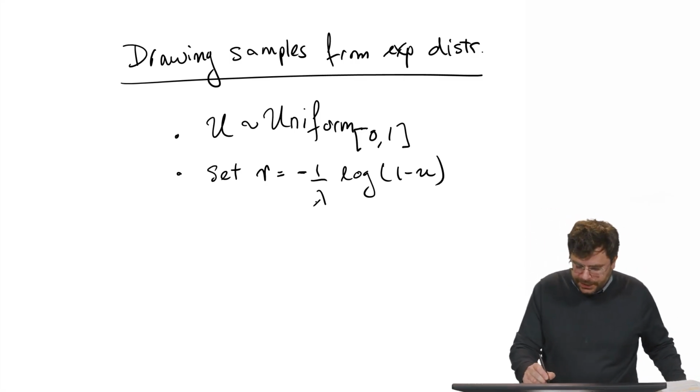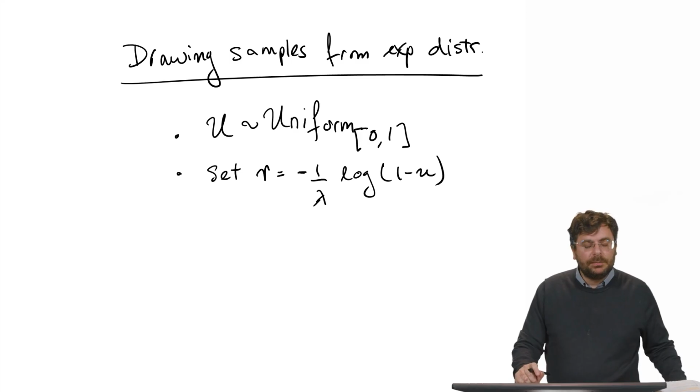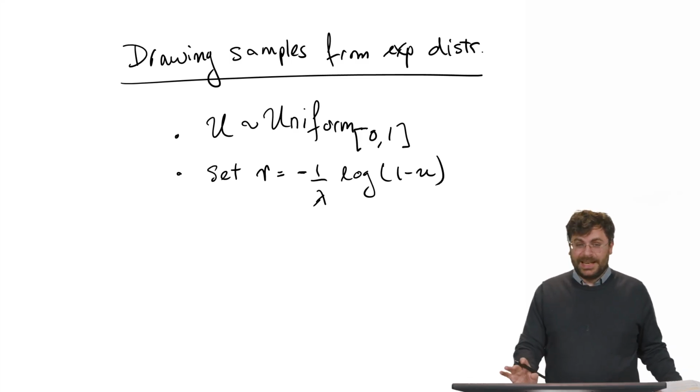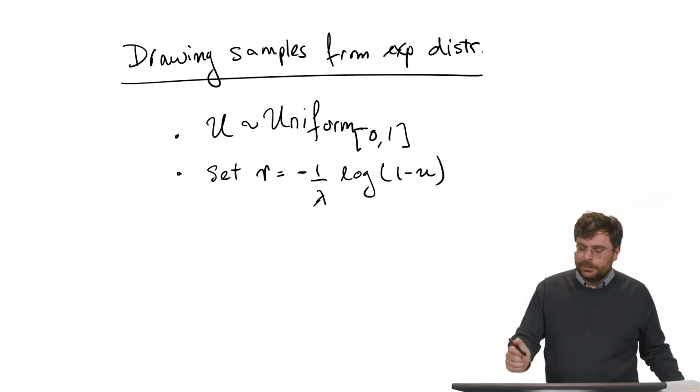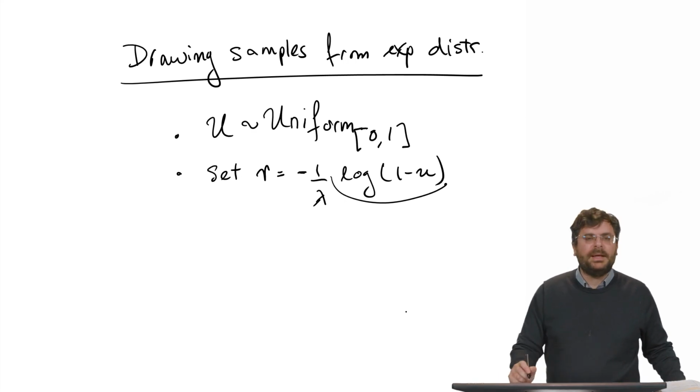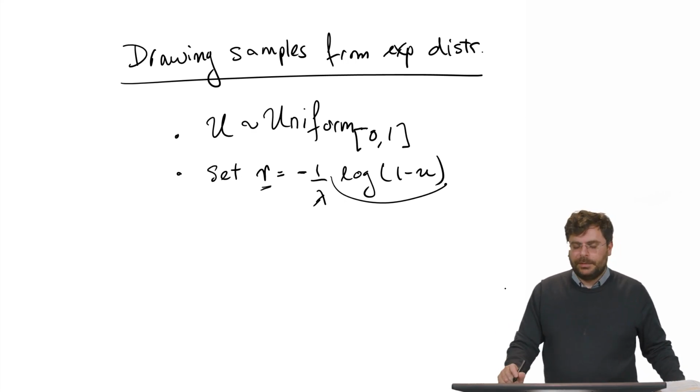Now you're going to tell me there's a negative sign here, and my draws from my exponential distribution can't be negative, so what's going on? Well, remember, 1 minus u is less than 1 because u is between 0 and 1. So the log of something which is less than 1 has to be negative. And since this is negative multiplied by the negative sign, it guarantees that the draw from the random variable is always positive.